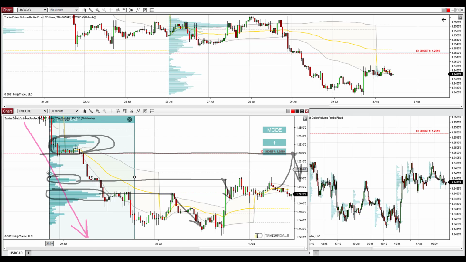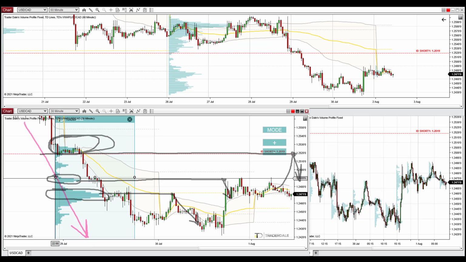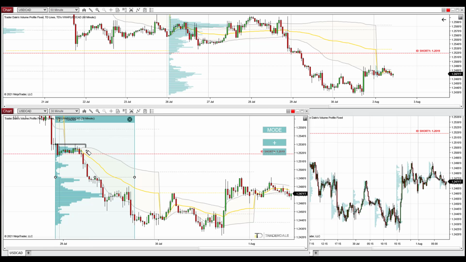Now, you may want to look at the profile like this, which will show you only the volumes in this tight rotation before the strong sell-off started. This makes the level way clearer to see. All right. So that's the resistance on the US dollar, Canadian dollar, one of the levels from my members area.